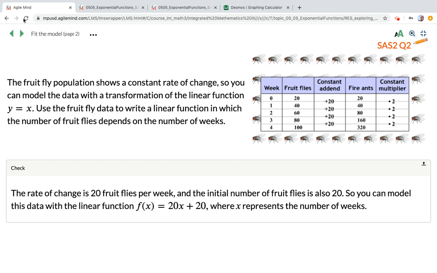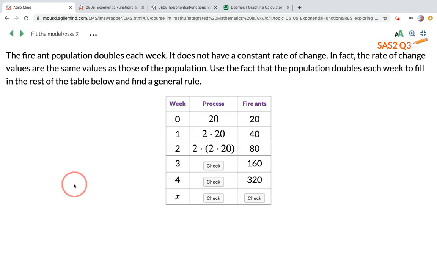Yay. But let's see if we can figure out this exponential thing, because we said it had a constant multiplier. It didn't have a constant rate of change, but it did have a constant multiplier, which made things exponential. Let's see if we can figure out why it's making things exponential.